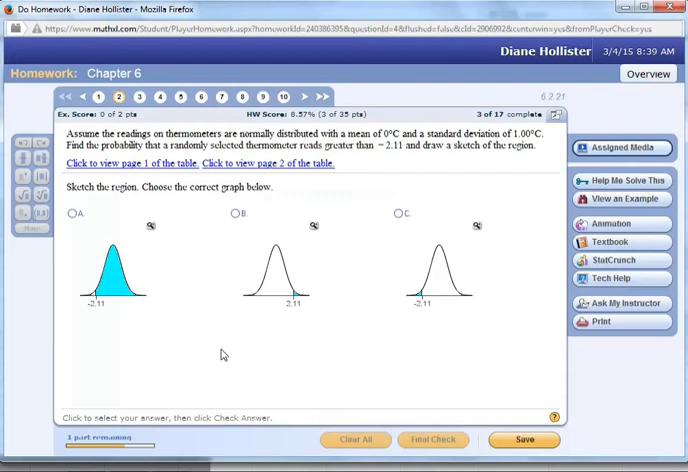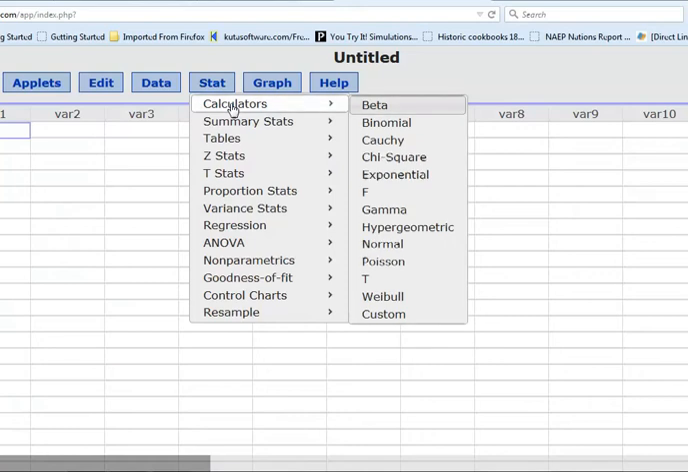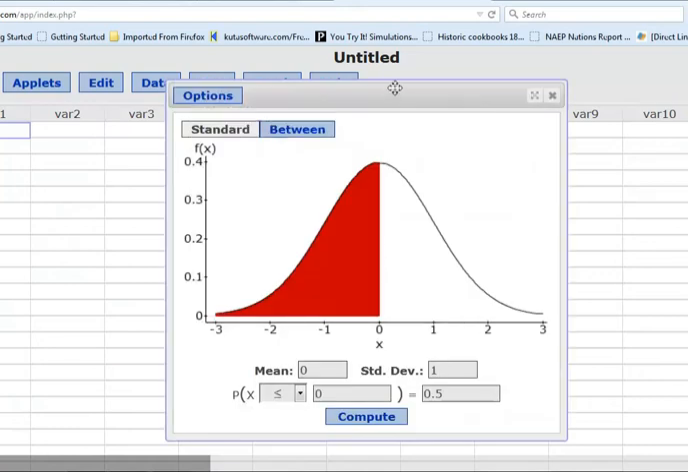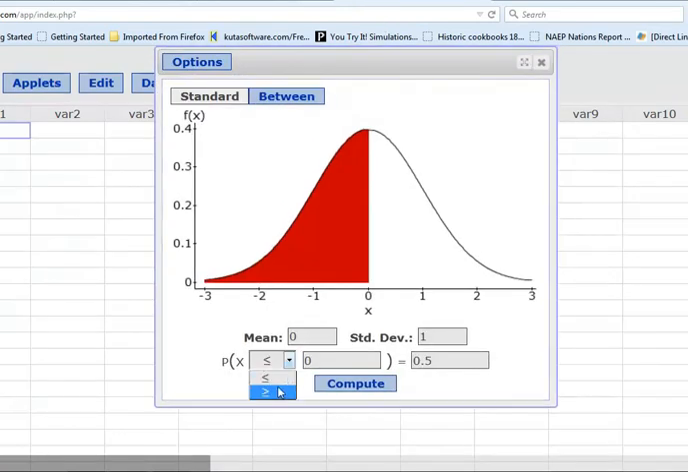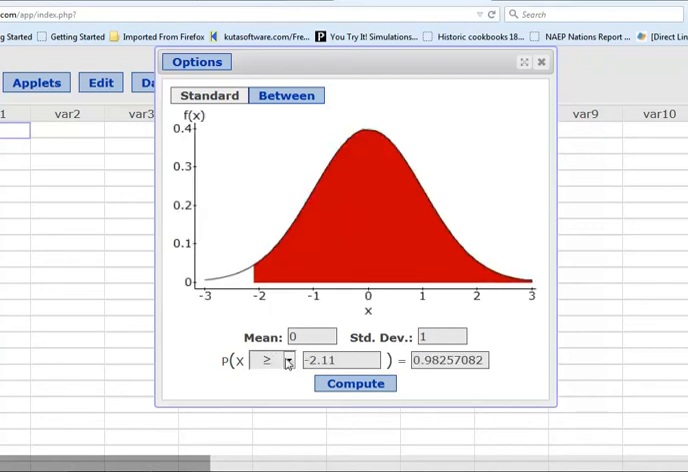In this particular question, it wants us to find the probability that a randomly selected thermometer reads greater than negative 2.11 and sketch the diagram. So this would be the value, negative 2.11 in part A. They then want to know the probability. Well, how are we going to determine that? We're going to click on StatCrunch. We're going to go to Stat, Calculator, Normal, and we're going to put in greater than negative 2.11.